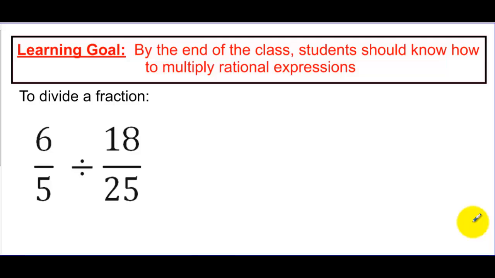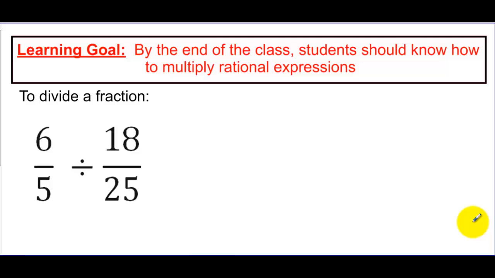Alright, so we're continuing with multiplying and dividing rational expressions. Now we're going to talk about division. So again, we're going to take a step back and remember how we divide fractions. And then we're going to apply that same idea, because rational expressions are just fractions, but there are polynomials in the numerator, the denominator, or both.